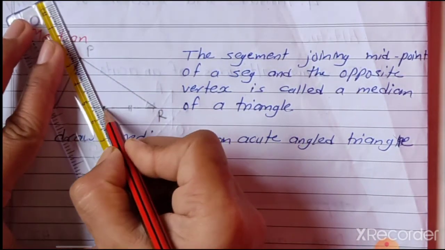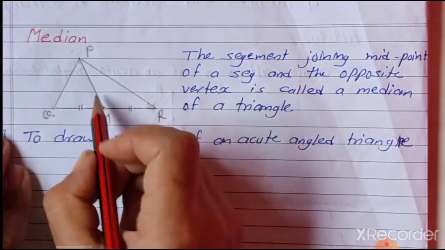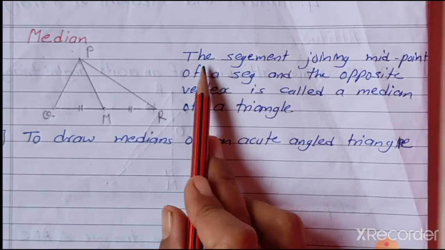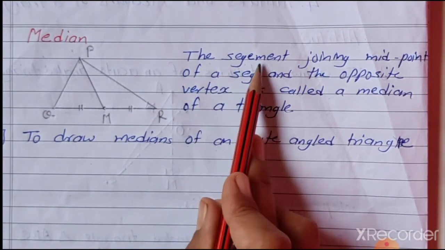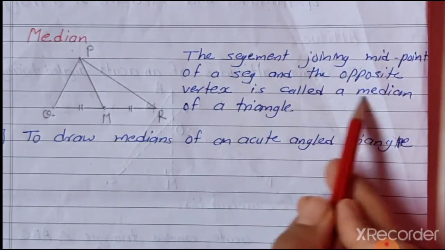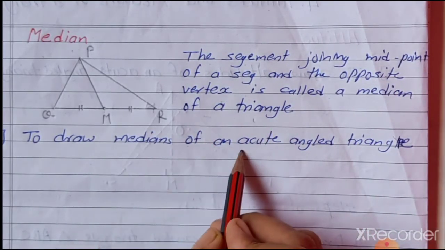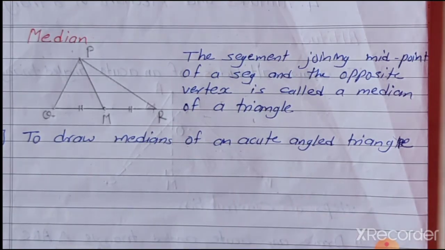this segment PM is called a median. Therefore, it is defined as the segment joining the midpoint of a side and the opposite vertex, and it is called a median of that triangle. So let us draw this median for an acute angle triangle.